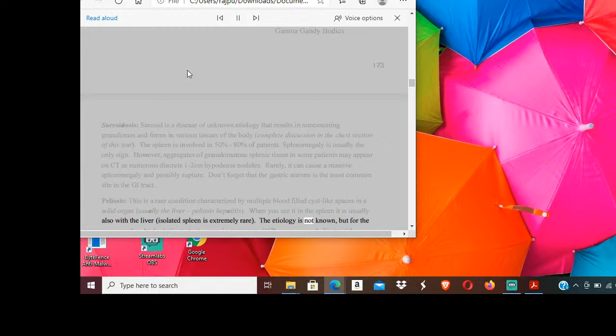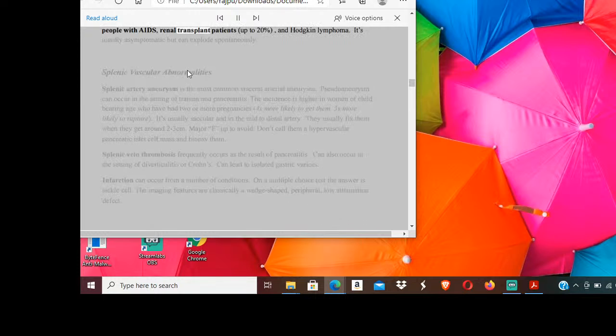The etiology is not known, but for the purpose of multiple choice tests it occurs in women on OCPs, men on anabolic steroids, people with AIDS, renal transplant patients, up to 20%, and Hodgkin lymphoma. It's usually asymptomatic, but can explode spontaneously.